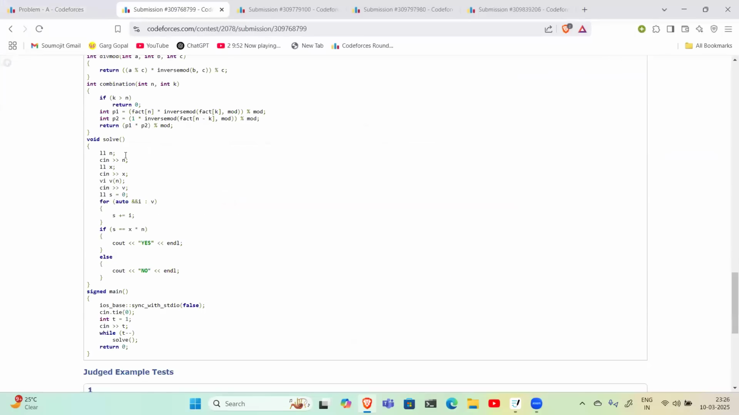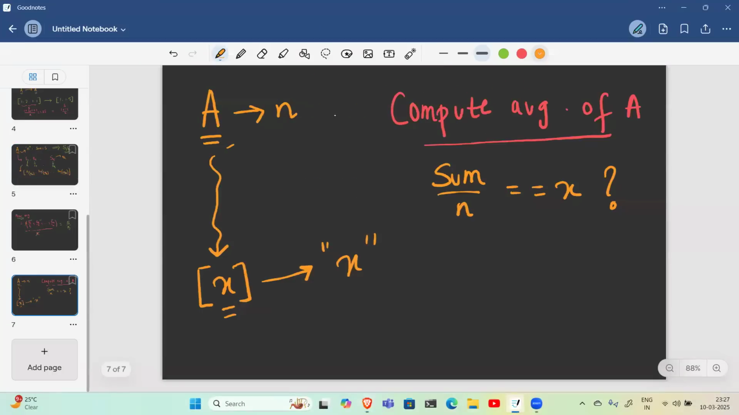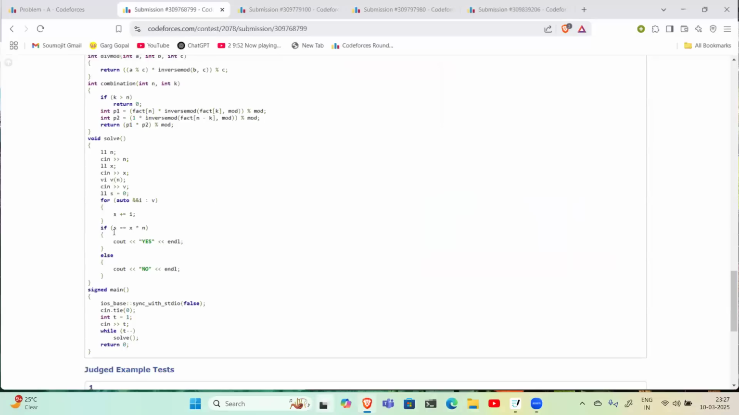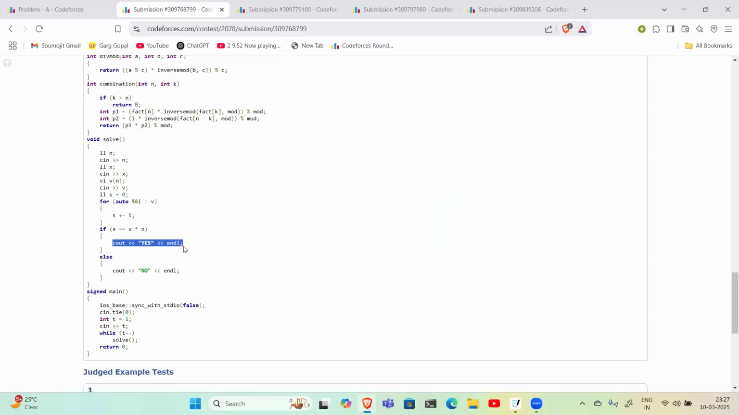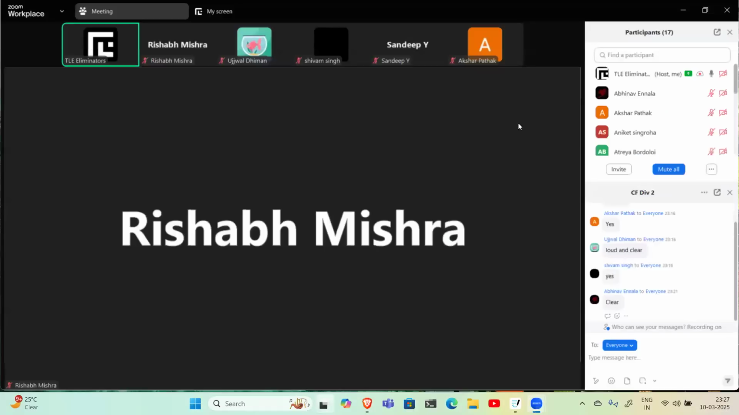So the code is simple and implements the exact same thing. You take n and x as input, you take the vector as input, and then you compute the sum of the array. Okay. And then you just check, okay, is S equal to the product of n and x. Why product? Because basically I'm writing this same thing as sum equals n into x. So the n goes here. Okay. So if this equality holds, then we print a yes, otherwise we print a no. Straightforward. Okay, so any doubts?